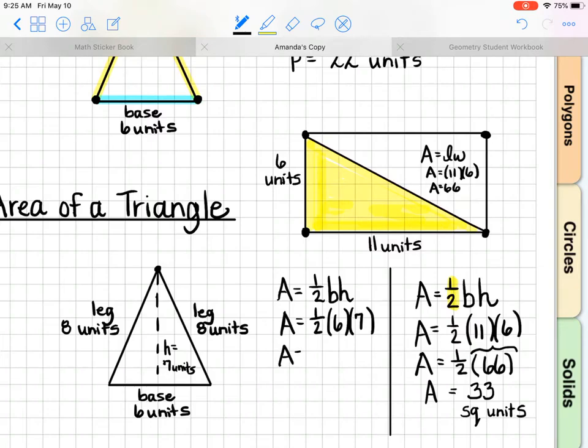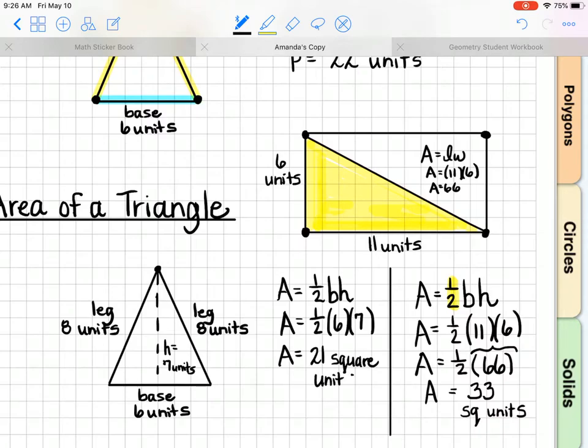You can put all of this in your calculator. You've got 1/2, and I'm going to do that too. 1/2 times 6 times 7 equals 21 square units for this area.